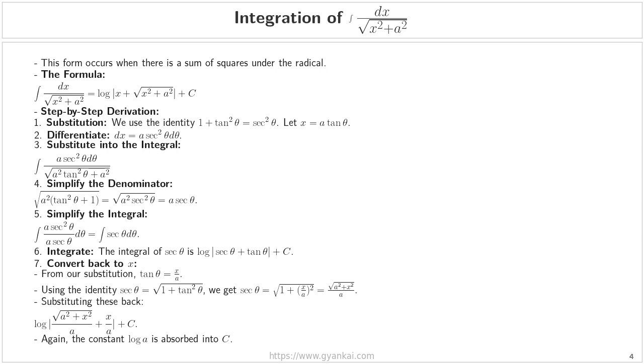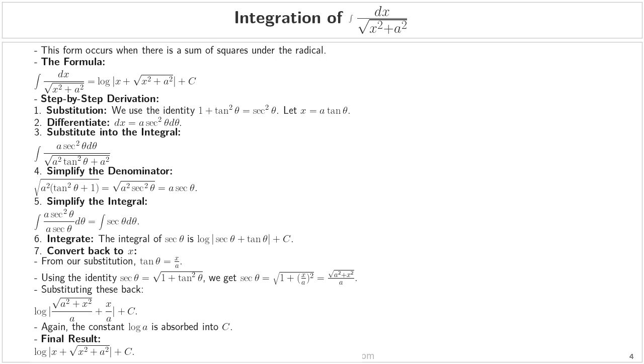Now, we substitute these expressions for secant theta and tangent theta back into our integrated form. This gives us log absolute value of the square root of a squared plus x squared over a, plus x over a, plus c. Notice that we can simplify this further. The log of a fraction is the log of the numerator minus the log of the denominator. Since log of a is just a constant, it gets absorbed into our constant of integration, c. This leaves us with our final result. Log absolute value of x plus the square root of x squared plus a squared, plus c.